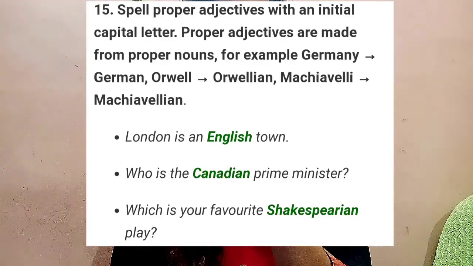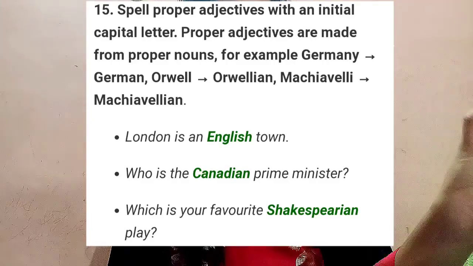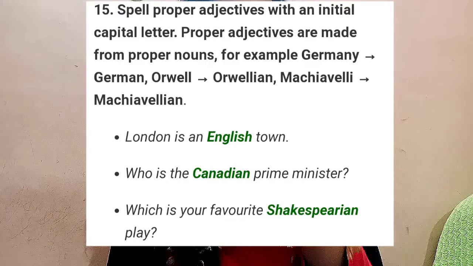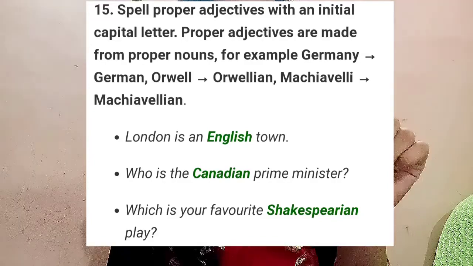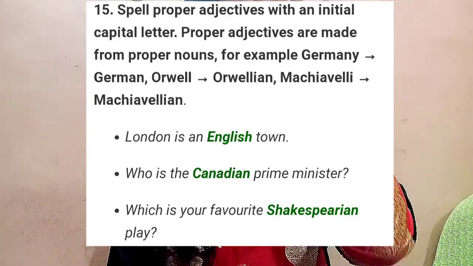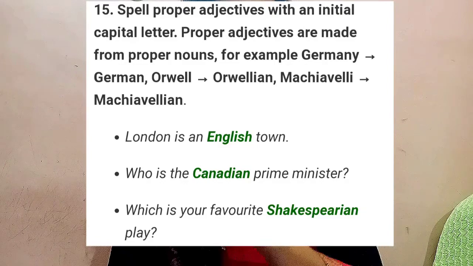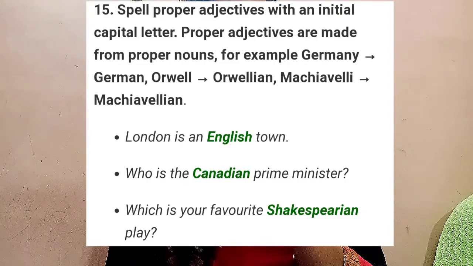English here is an adjective because it is describing the word town, but here it is a proper adjective. A proper adjective means those adjectives which belong to only one particular section of the world, that is, an English town. What kind of town? An English town. All towns are not English towns. Only one particular section of this world is an English town, right?